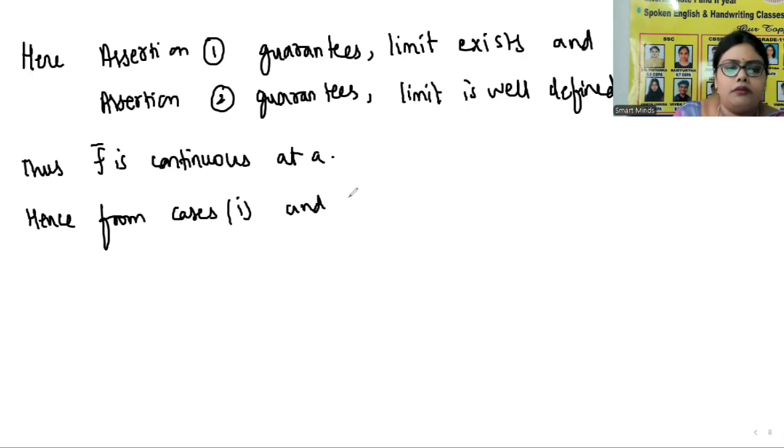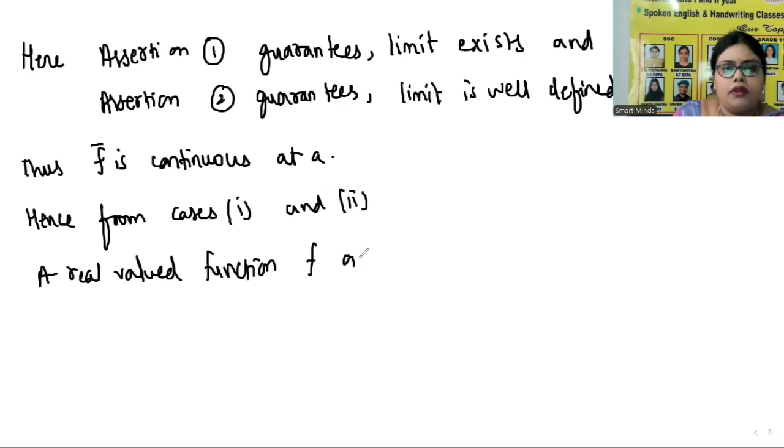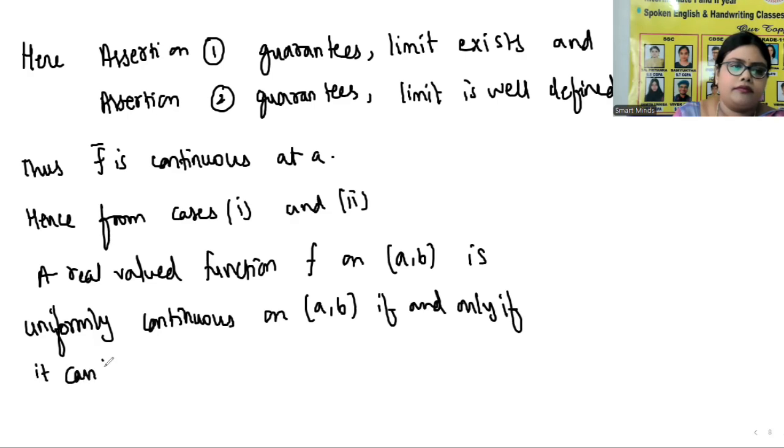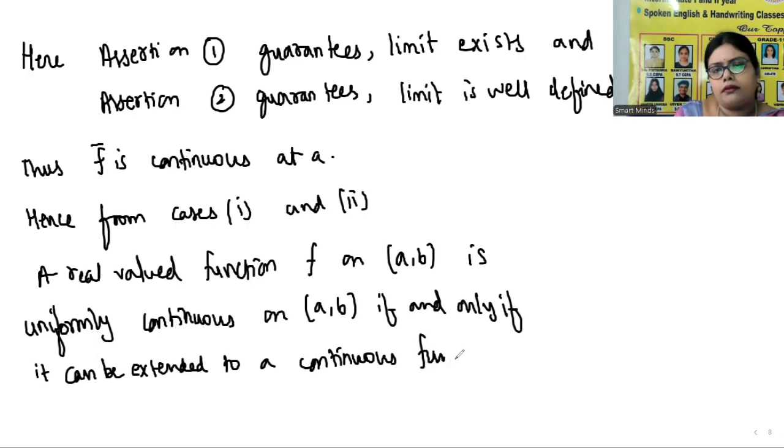Hence, from cases 1 and 2, what can you say? A real valued function f on open interval (a, b) is uniformly continuous on open interval (a, b) if and only if it can be extended to a continuous function f bar on closed interval [a, b]. Hence the theorem.